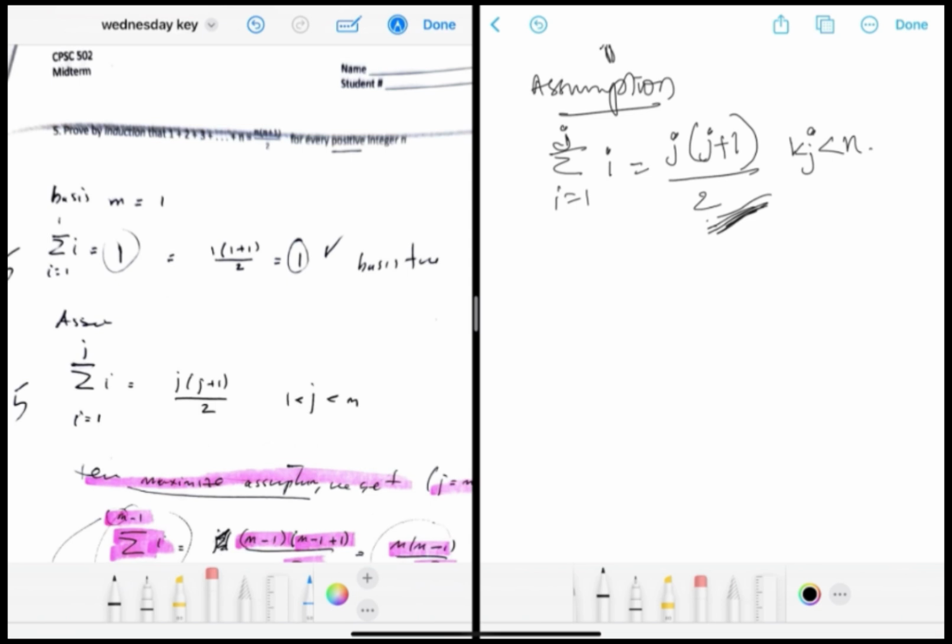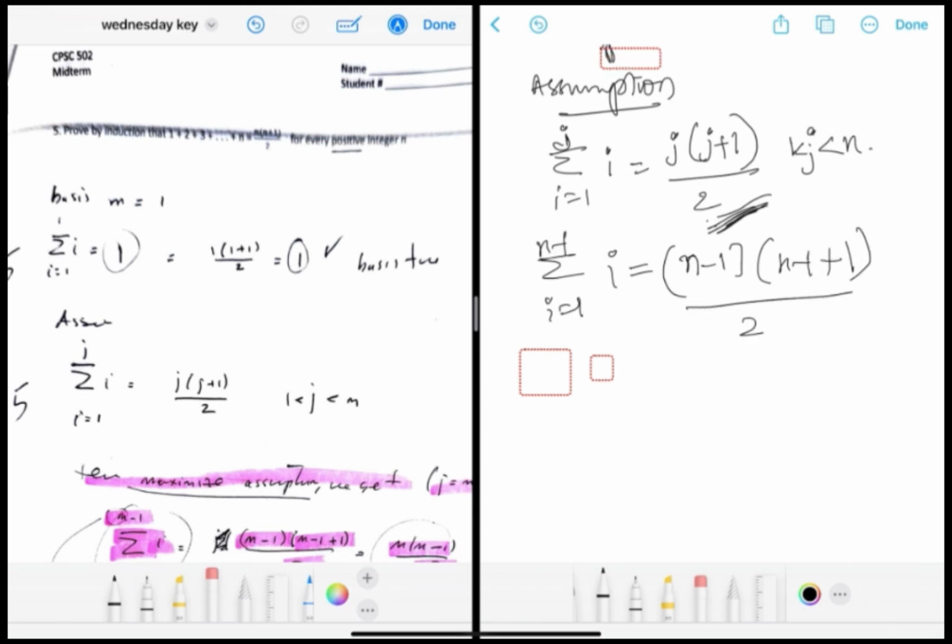So let's write this after maximization. It's going to be sigma I equals 1 to n minus 1 of I is equal to, here in place of j, we'll substitute n minus 1. So n minus 1 times n minus 1 plus 1 by 2. That just gives us n minus 1 and minus 1 plus 1, so n, by 2.